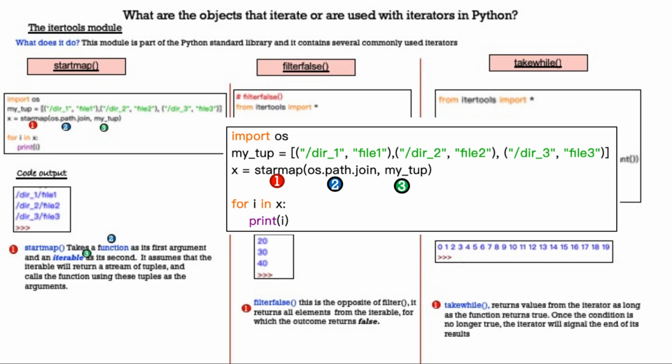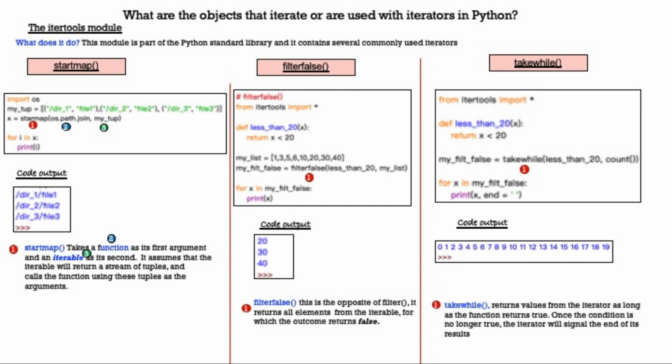My tuple, what do I have in there? I have a list filled with tuples. Then I have variable x equals starmap, my function, os.path.join, and we have a whole class on join, and os.path.join is in there as well. And then we have my tuple, our iterable. So when we print that out, it concatenates those 2 items together. And notice it puts the slash in between from the os.path.join. So dir1/file1, dir2/file2, dir3/file3. Another thing that could be extremely useful for administrative purposes and other applications.